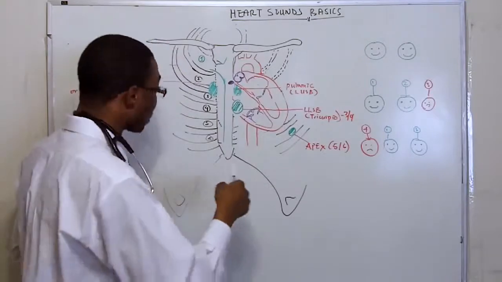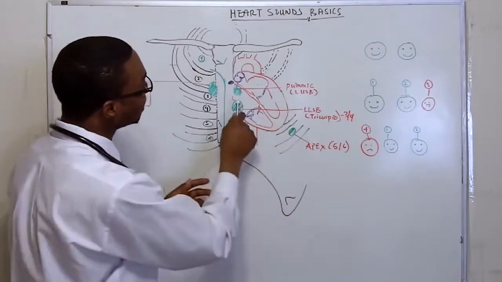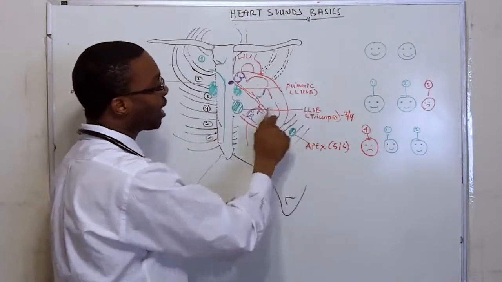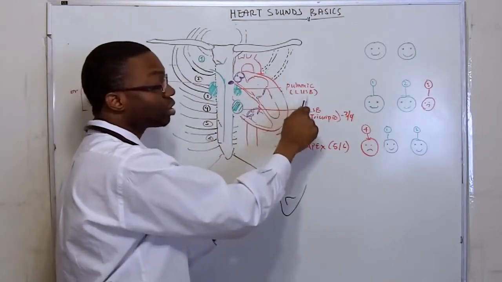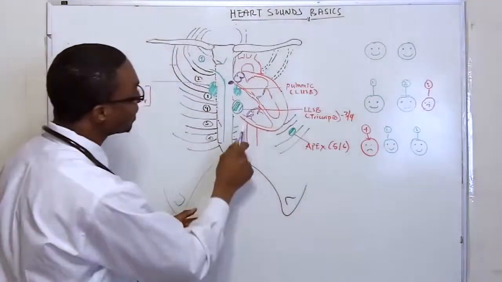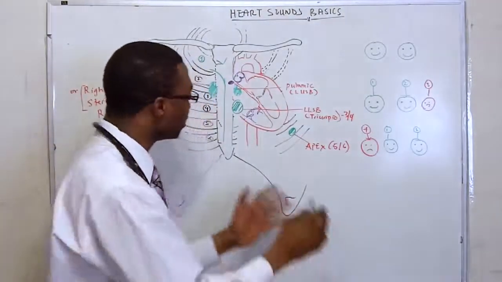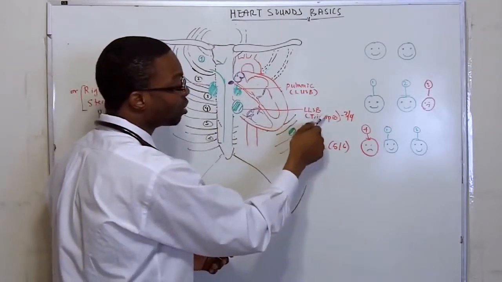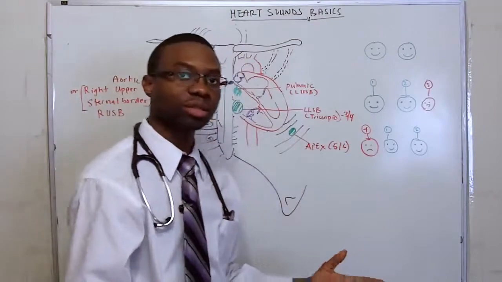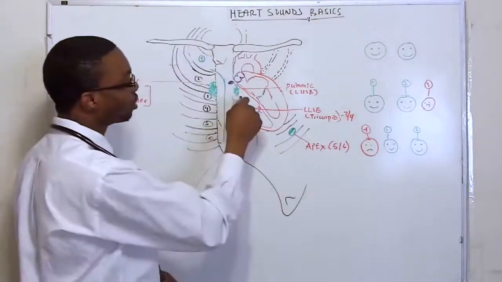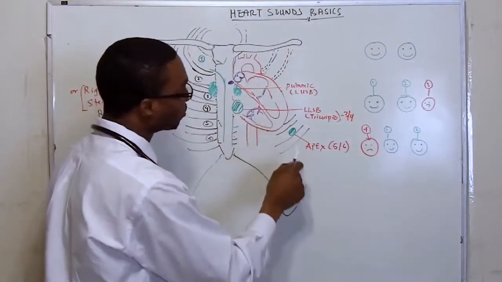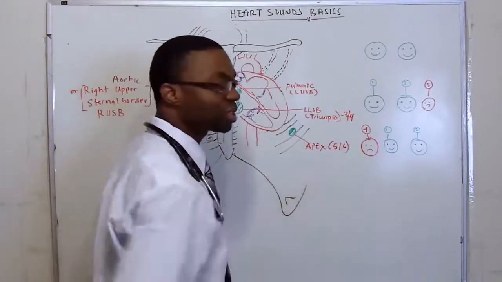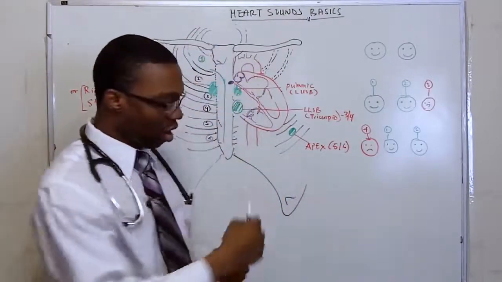In order to listen to our pulmonic valve, you have to listen next right here. That's called the left upper sternal border. This is the left side. To listen to anything that has to do with tricuspid, you drop down a little bit, and you get the left lower sternal border, the tricuspid region. Just three little valves between your right atrium and your right ventricle. And the apex is between the fifth and the sixth intercostal space. So kind of all the way here.